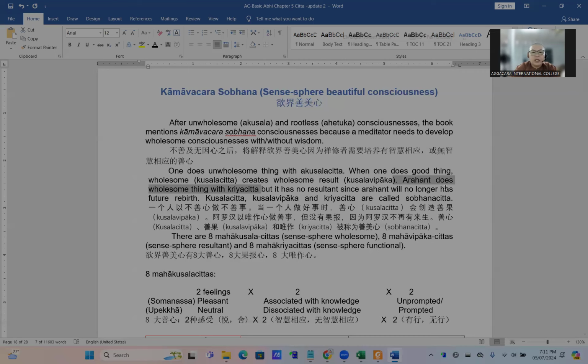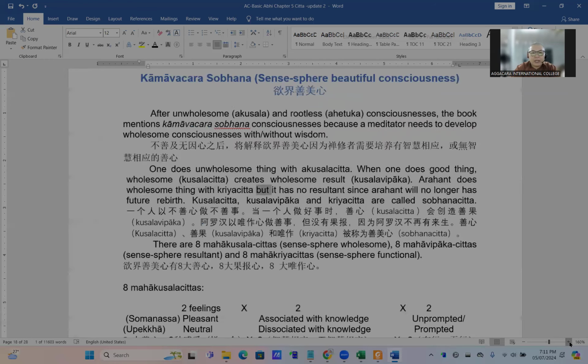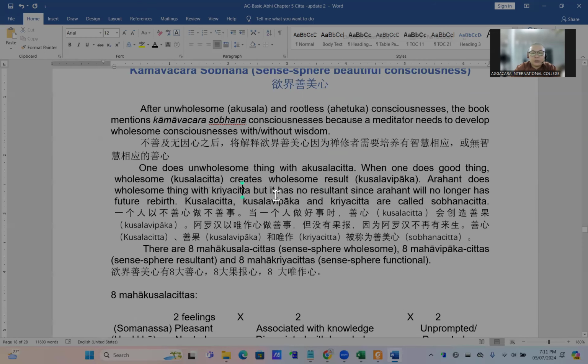But the chitta they do is called kriya. All right. Kriya, you can spell it Kriya, or another one is Kiriya. Okay, later I will write it down. But they will not have any result. They will not have any vipaka, because an Arahant will have no future rebirth. That's one reason, and another reason is also because there are no more defilements. So this kusala chitta, kusala vipaka, and kriya are called sobana.